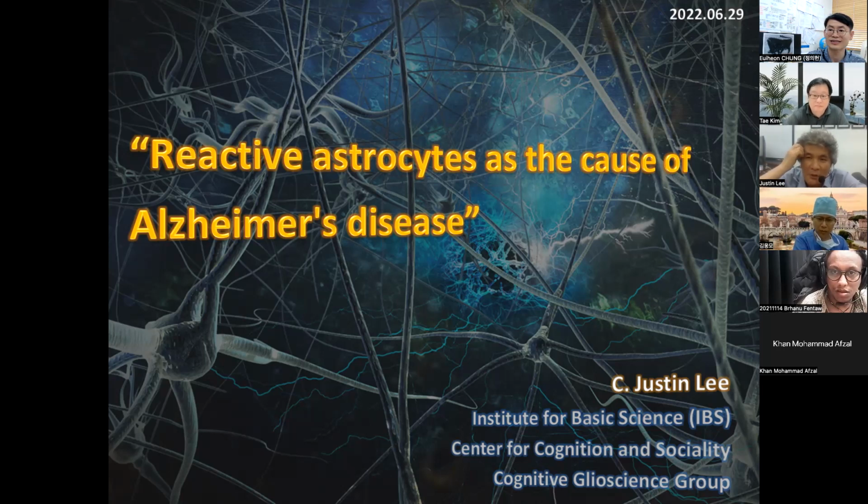Now, the title of my talk, there was some mix-up here. I recently submitted this reactive astrocyte as the cause of Alzheimer's disease, but the original title was this stem cell. Is that correct? Yeah. Oh, so that part is gone in this real title. I see. Okay. Do you think I should change it? No, it's okay. I think you can say anything as you planned.